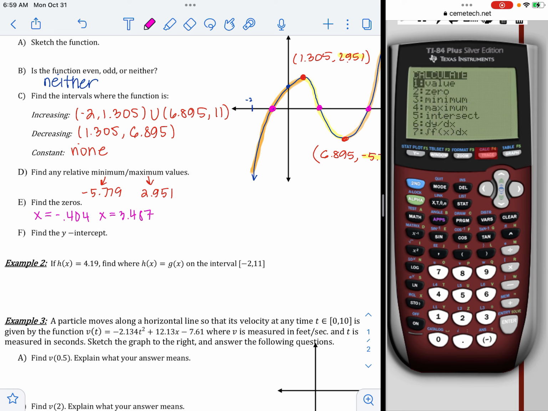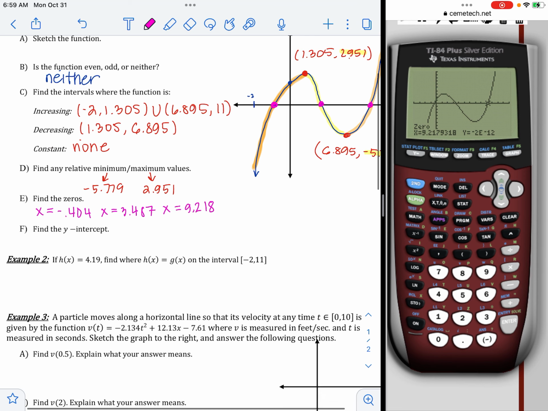Our last one, so second trace. Option number 2 is 0. We're going to keep toggling till we get closer to that one, but still to the left of it. I'm to the left, hit enter. Toggle to the right of it, hit enter one more time to guess. And our third 0 is x equals 9.218. Notice the y value there is -2E-12. That's just 0. It's scientific notation, -2 times 10 to the -12th power. It's a pixelation error.